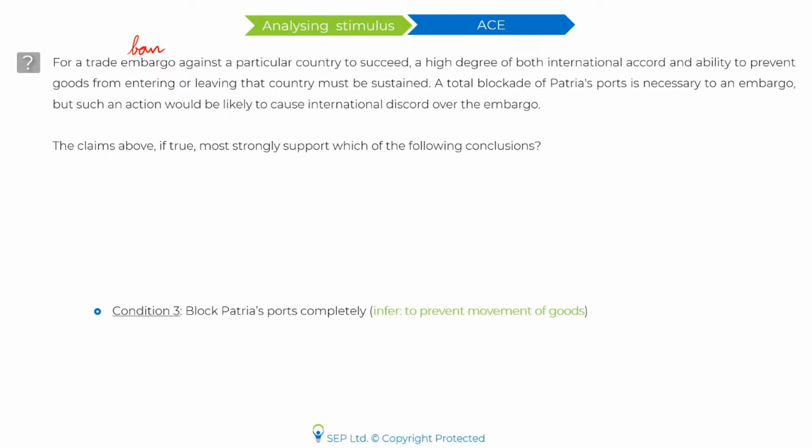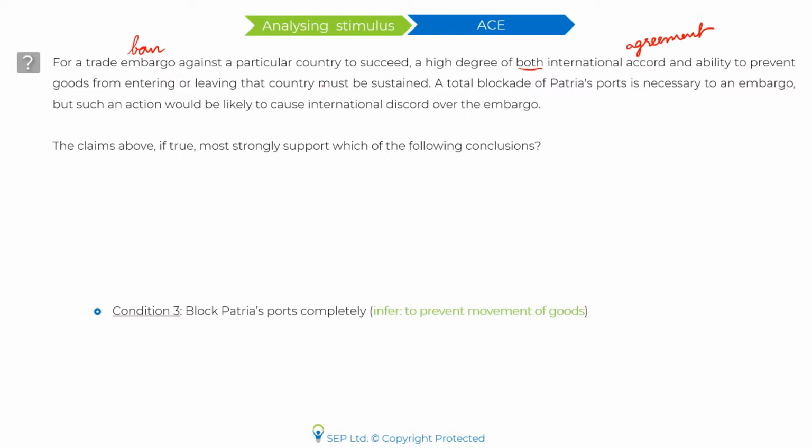So for a trade ban against a particular country to succeed, a high degree of, that means a lot of, both, so two things, international accord. Now what is accord? International accord is agreement. So we need a high degree of international agreement. And what is the other thing? Ability to prevent goods from entering or leaving that country must be sustained.